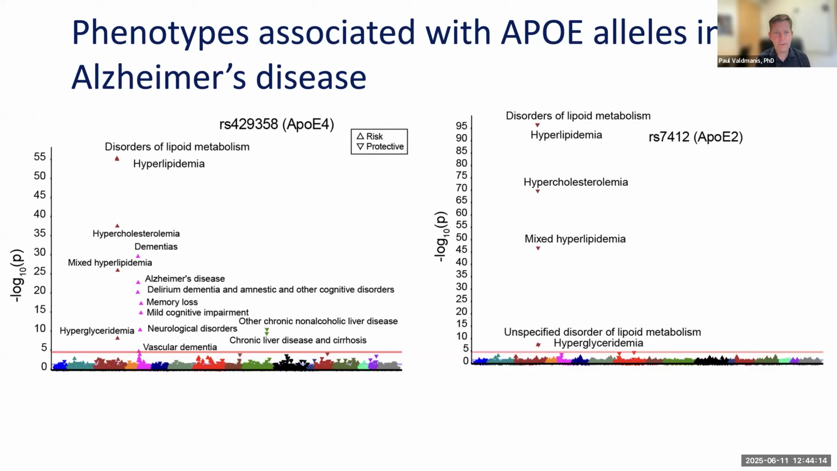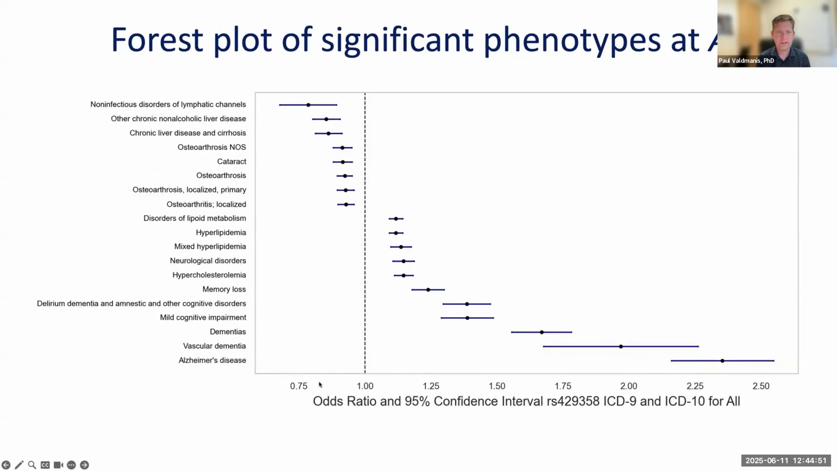We could replicate the ApoE4 variant that is a strong risk factor for Alzheimer's disease. You can see that if you introduce RS429358, which is the defining variant of ApoE4, you have increased risk of Alzheimer's disease, memory loss, and mild cognitive impairment, as well as a lot of lipid traits that are also associated with ApoE, which is apolipoprotein biology. And then conversely, a protective variant, ApoE2, is associated with protection against the same lipid traits. So if it's a risk, it's an upward triangle. If it's protection, it's a downward triangle. And we saw protection against Alzheimer's and dementia-related traits as well. This is what the forest plot looks like, where you can see these elevated odds ratios for Alzheimer's disease associated with the ApoE4 allele.